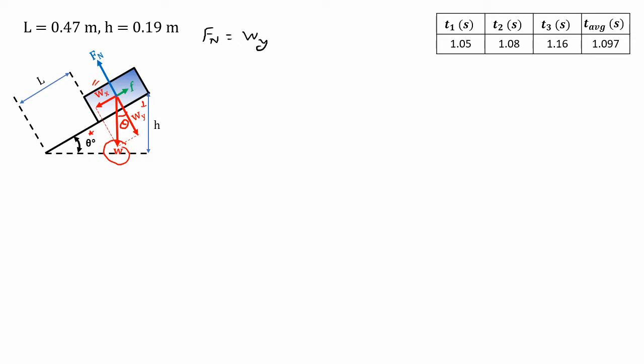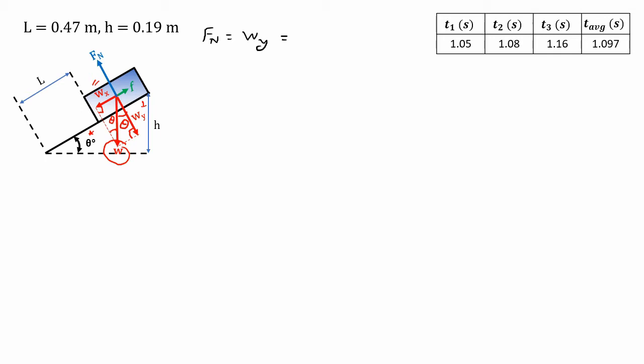So WY, if we look at this as a right triangle, then WY is the adjacent side in that right triangle, and then WX is the opposite side in that right triangle. Again, this being theta here, opposite to that theta. So let's write this down.